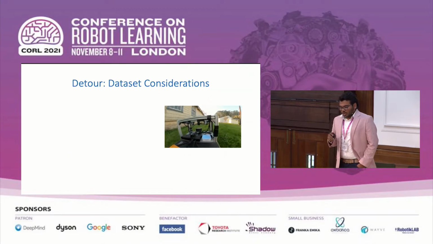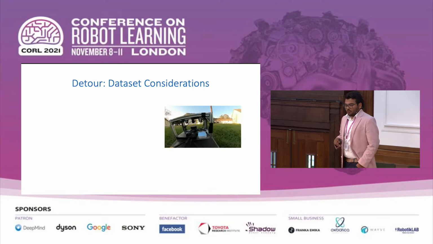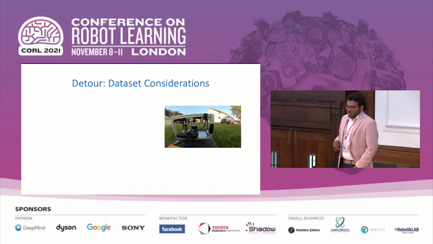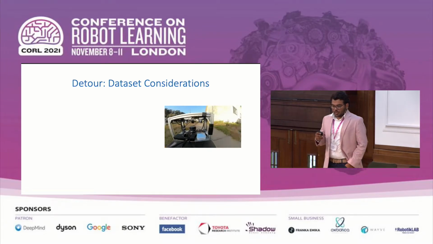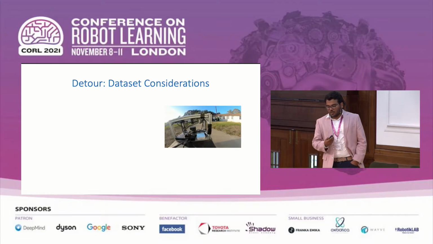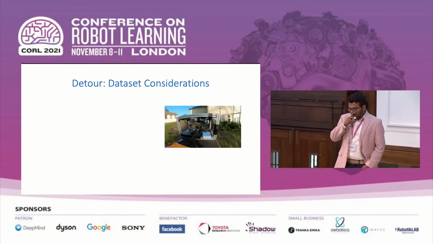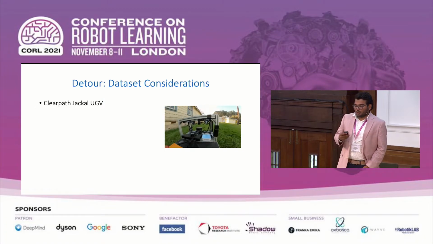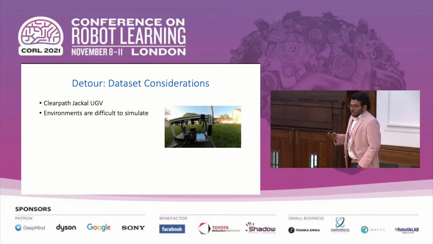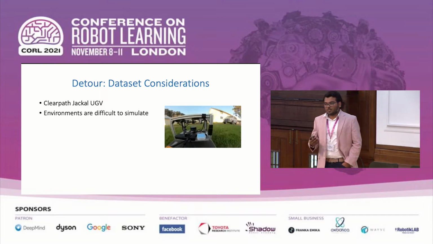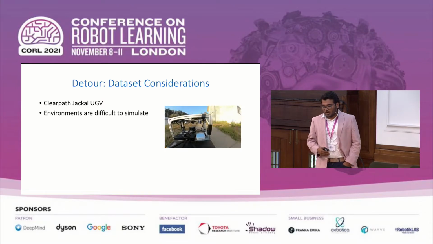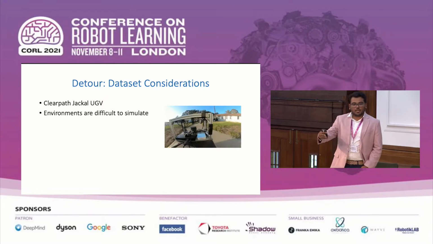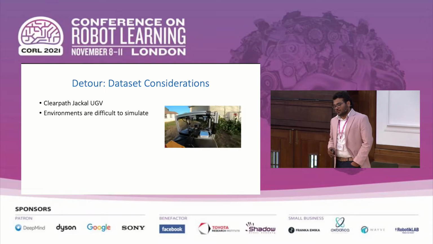So let's take a quick detour and talk about what a suitable data set for learning such behavior would look like. For the tasks in the paper, we develop on the robot you see here, which is a Clearpath Jackal ground robot, a pretty reliable robotic navigation platform. Open world navigation with unstructured terrain and obstacles is pretty hard to simulate, and that kind of pulls us away from the general approach of simulating, learning in simulator, and doing a sim-to-real transfer.